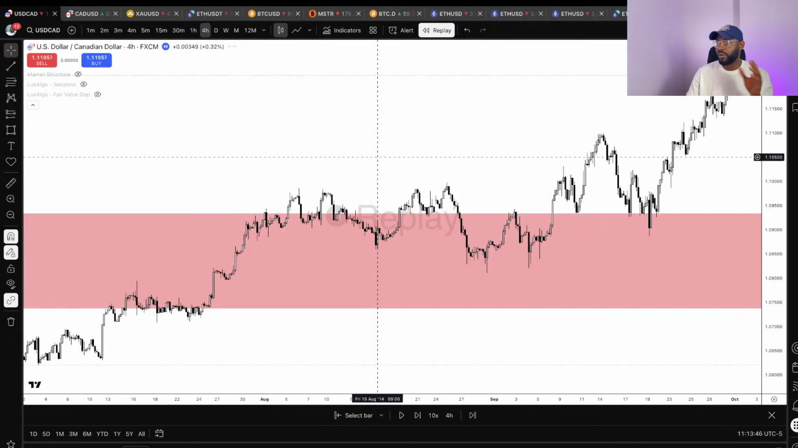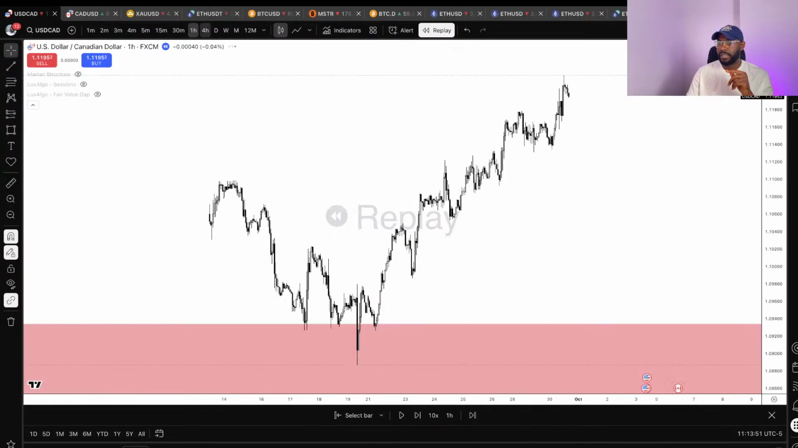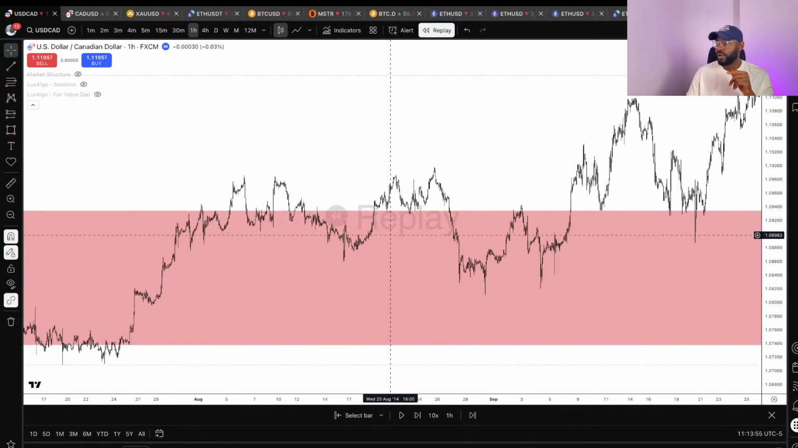And right here, we're currently on the 4 hour. I don't really know if this is going to let us go to 1 hour, but awesome. We're on the 1 hour time frame now. Now you can see that when price came into that position, look what happened right here.